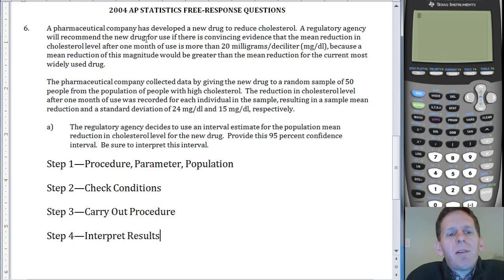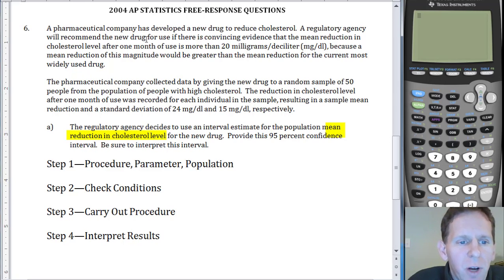The pharmaceutical company collected data by giving the new drug to a random sample of 50 people from the population of people with high cholesterol. The reduction in cholesterol level after 1 month of use was recorded for each individual in the sample, resulting in a sample mean reduction and standard deviation of 24 milligrams per deciliter and 15 milligrams per deciliter, respectively. The regulatory agency decides to use an interval estimate for the population mean reduction in cholesterol level for the new drug. Provide this 95% confidence interval. Be sure to interpret this interval.